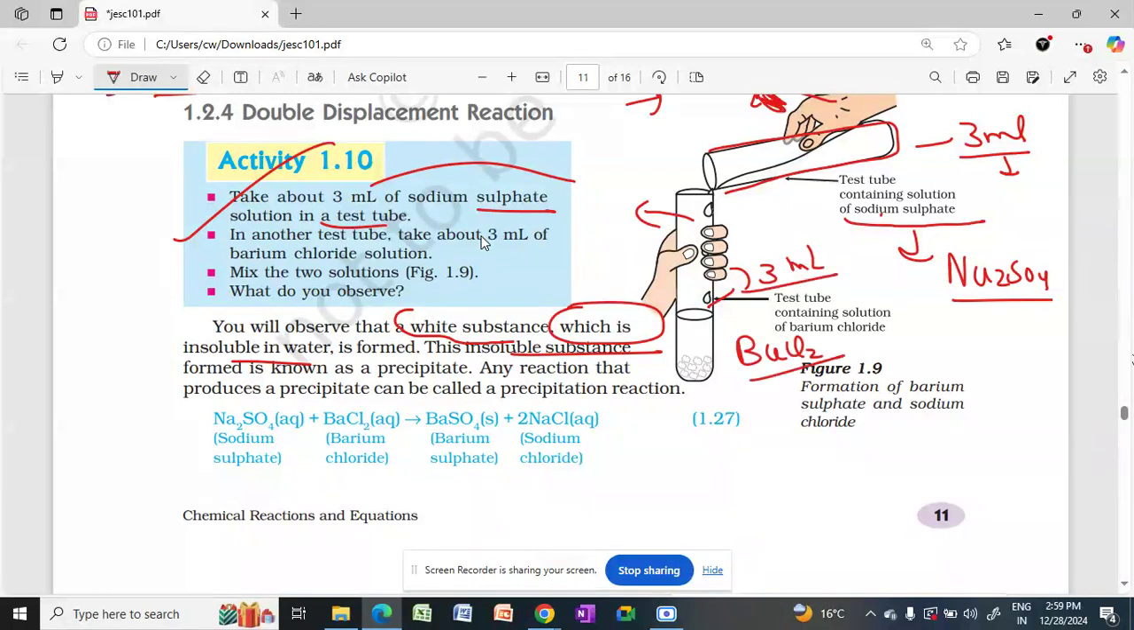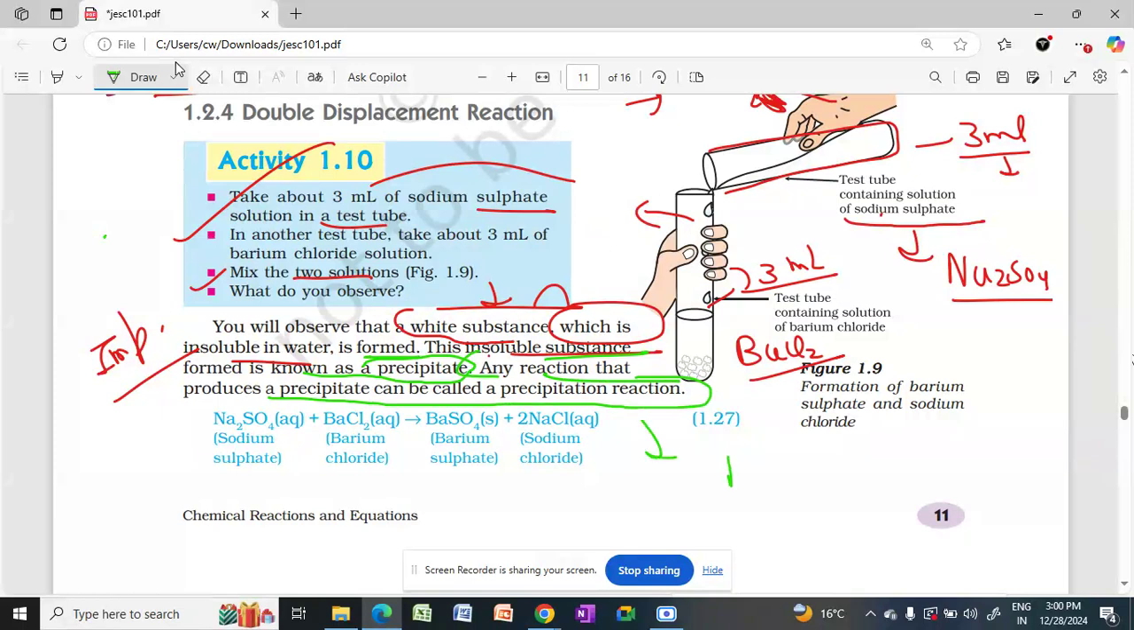Now you will just mix these two solutions. Very important: you will notice that a white substance is formed here, and that white substance is insoluble in water. This insoluble substance which is formed is known as the precipitate. And any reaction that produces a precipitate is called a precipitation reaction. This is the definition of the precipitation reaction.